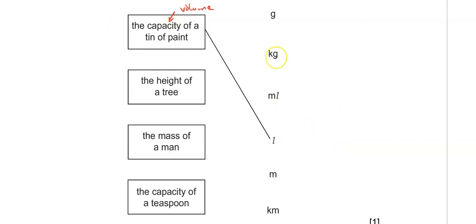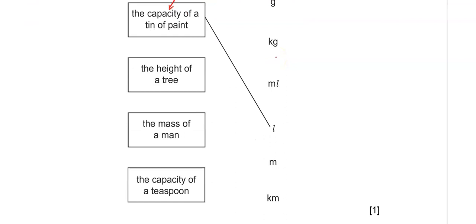One has been done for us. So the height of a tree. Height of a tree is length. What are the units of length? Centimeters, millimeters, kilometers, meters. So let's look for this. We have that. The height of a tree can be measured in meters, but not in centimeters or millimeters or kilometers. So meters is the correct one. We draw a line from here to meters. You cannot have a tree that is 1 kilometer.